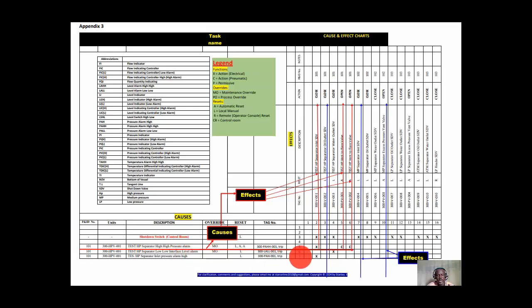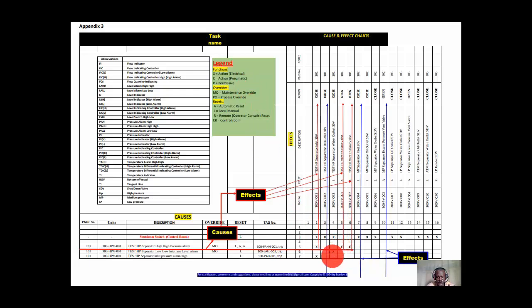So I'm drawing this arrow to show that any cause can come up. What will happen if there is a trip as a result of the level going above the set point? For this one we have the S, meaning there will be an electronic action, an electrical action. Here again, in the second line we have C. That means that could be a pneumatic action.